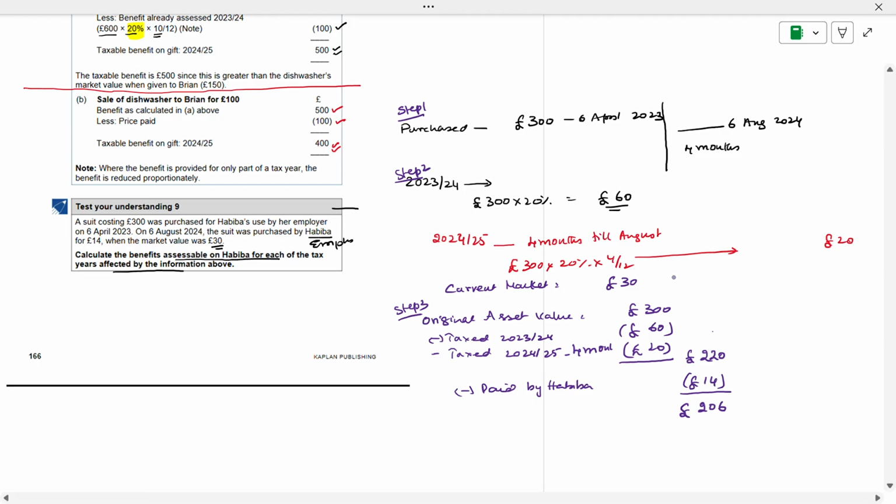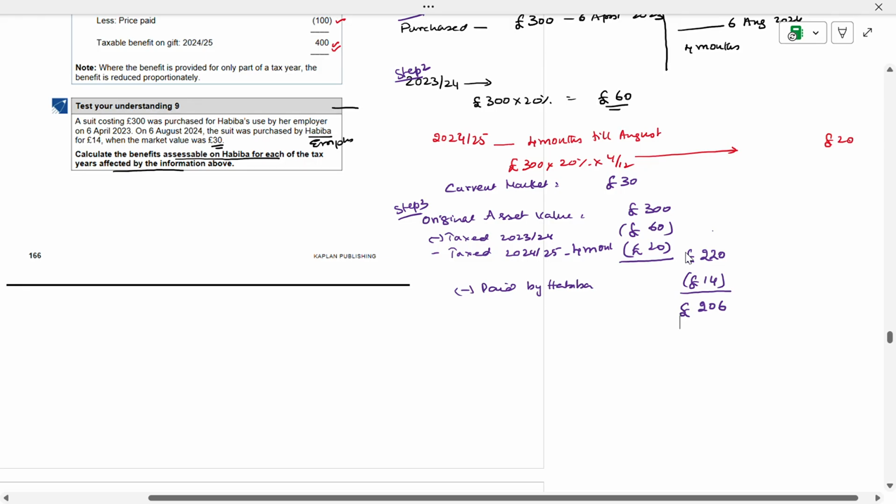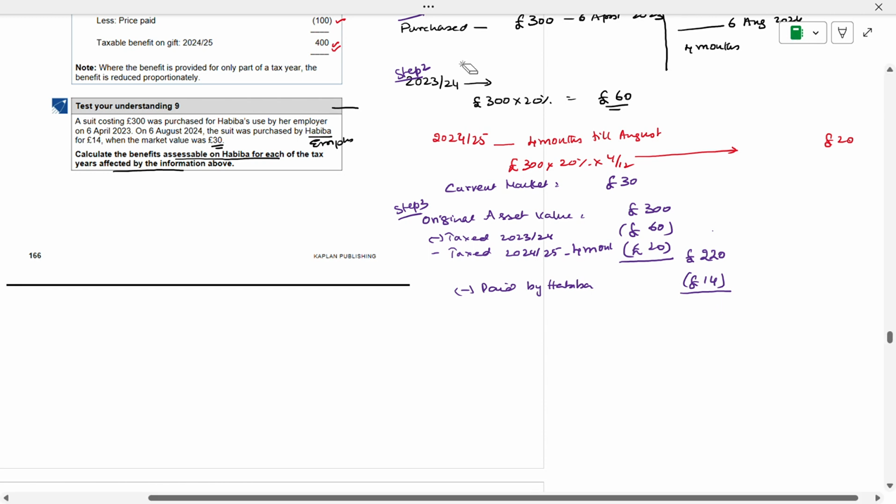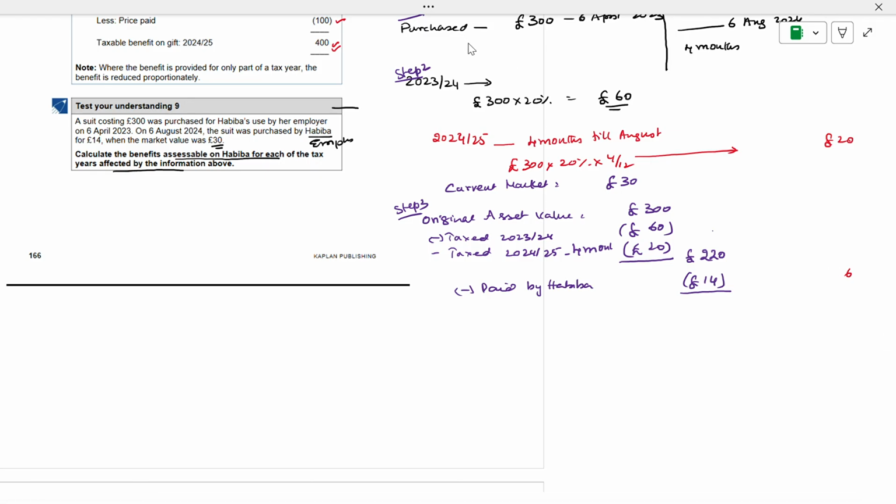Okay, 206. Now, when it is 206, is it right? What is the taxable benefit? Is it 206? How much is the taxable benefit? No, 206. Okay, this is exclusively for when it is being gifted. When it has been gifted, it is 206 on the gift.